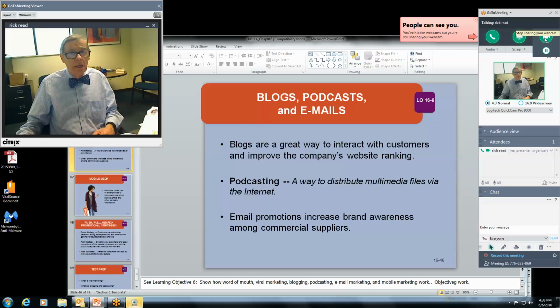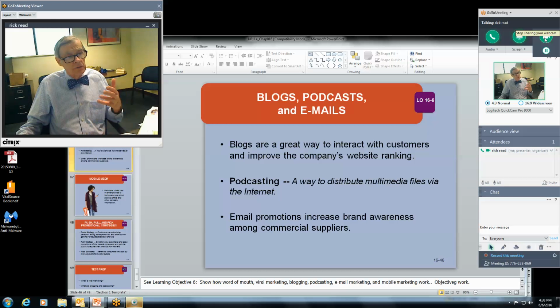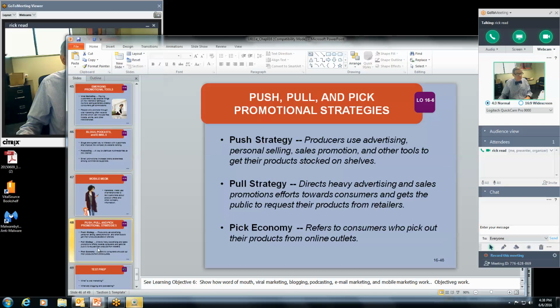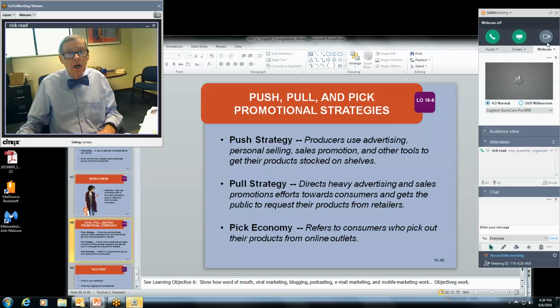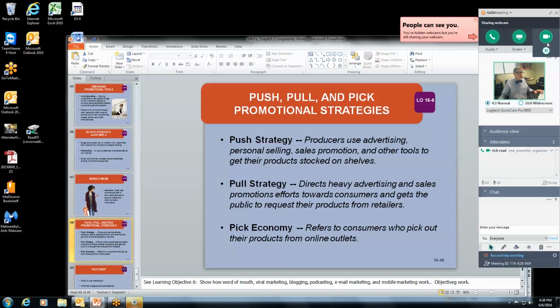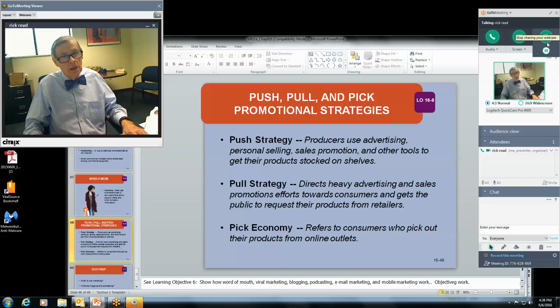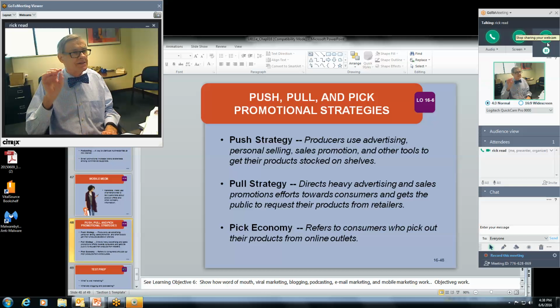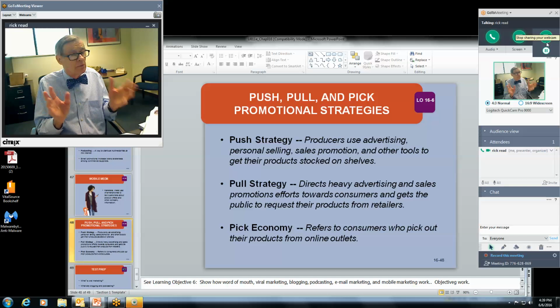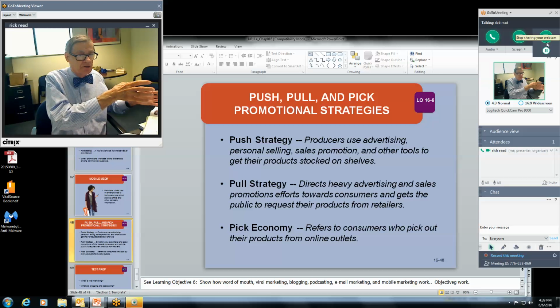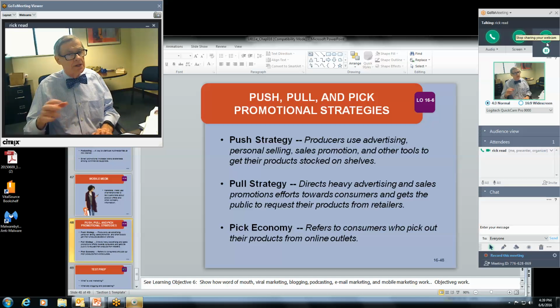Blogs and podcasting and email promotions, all important. There are two types of promotional strategies. One is a push strategy. That's just to get things out there. Notice what it is: personal selling, sales promotion, etc. And this is to get the product where it needs to be in front of customers so they can make a purchase. The pull strategy, on the other hand, is heavy on advertising and promotions, directing customers toward the product, and gets the public to request the products.